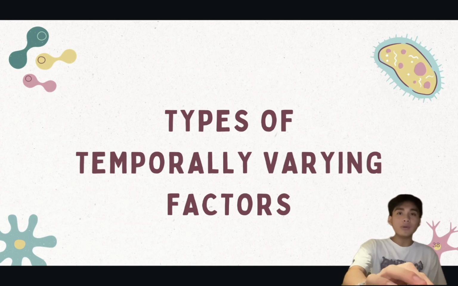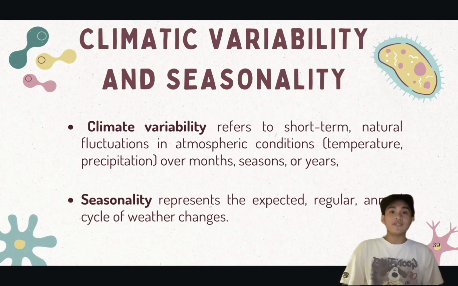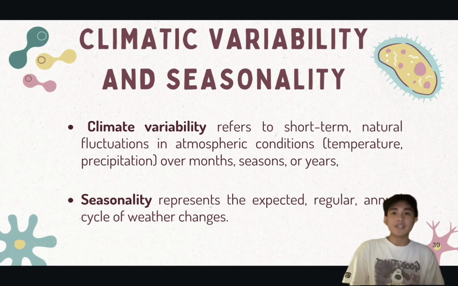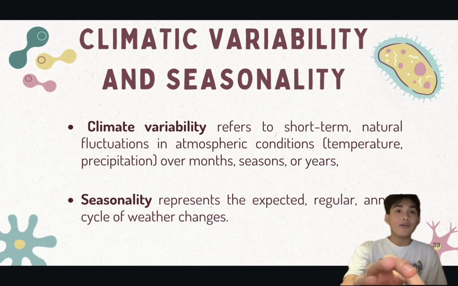Now, we will go to types of temporally varying factors. First one is the climatic variability and seasonality. Climate variability refers to short-term natural fluctuation in atmospheric conditions like temperature and precipitation over months, seasons, or years. So, climate variability is unpredictable weather moods na nangyayari from year to year, such as an unusual dry summer or a warm winter. While the seasonality naman represents the expected regular annual cycle of weather changes.